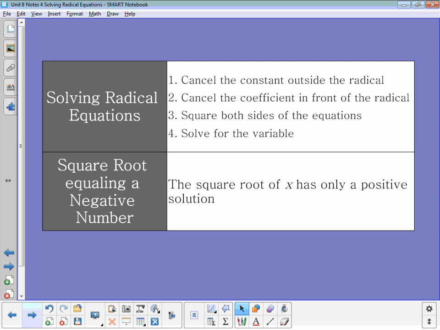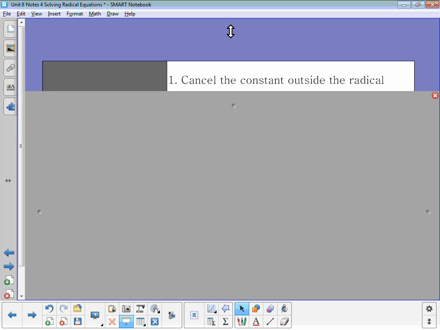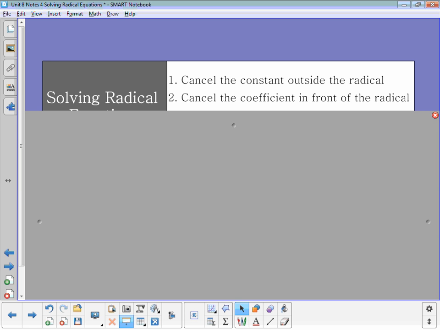In order to solve radical equations, we have a step-by-step process here. The first step is to cancel the constant that's outside the radical by adding or subtracting. So that's getting rid of whatever is outside the radical. Our second step is to cancel the coefficient in front. So that's going to be dividing or multiplying by the number that's in front of the radical expression. And these two things are really just to isolate the radical. We're trying to isolate the radical.